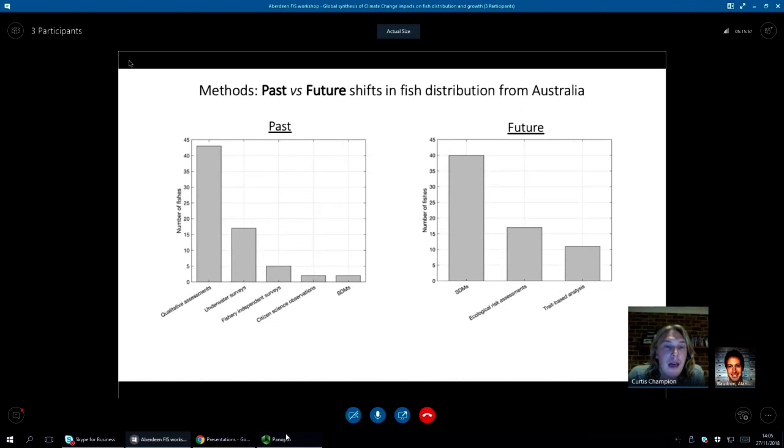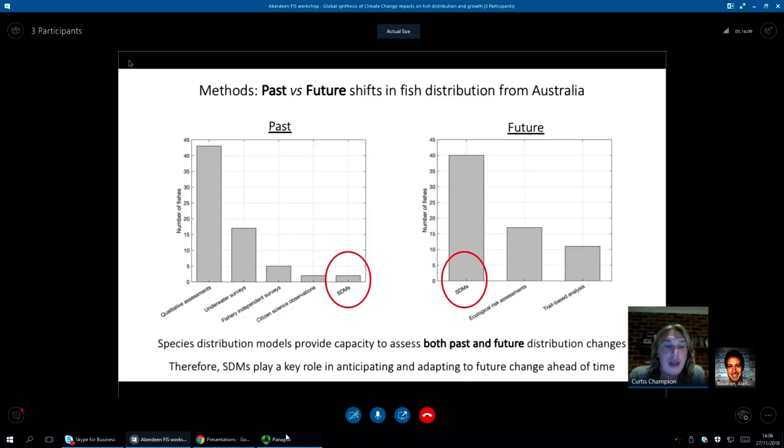So if we compare past distribution changes in fishes from around Australia versus future shifts, we can see that the only common methodology between the two are species distribution models. And these models are what I'm going to argue are quite important because they provide the capacity to assess both past and future distribution changes, and therefore they play a key role in anticipating and adapting to future changes ahead of time, which is particularly relevant for our valuable industries such as fisheries, both commercial and recreational.